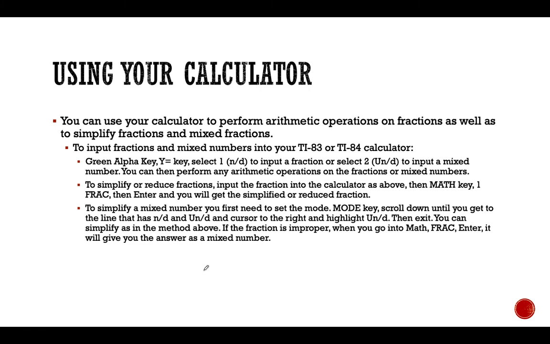To simplify a mixed number, you need to set the mode first. So hit the mode key and scroll down until you get to the line that has n/d and Un/d all on the same line, and cursor to the right and highlight Un over D, and then exit. You can simplify as in the method above. If the fraction is improper, when you go into math and frac, enter, it will give you the answer as a mixed number.